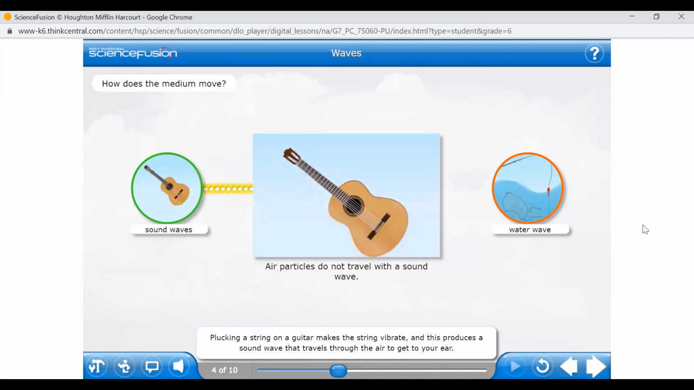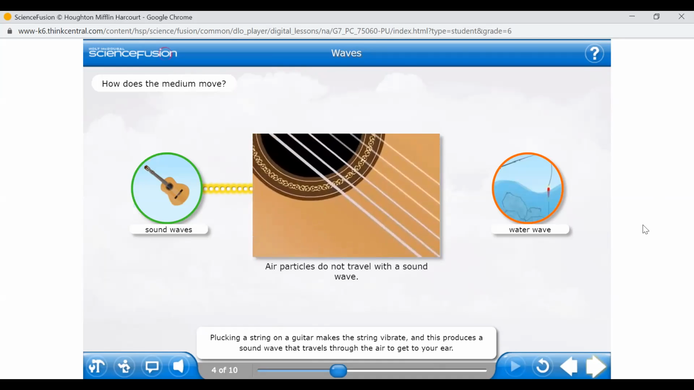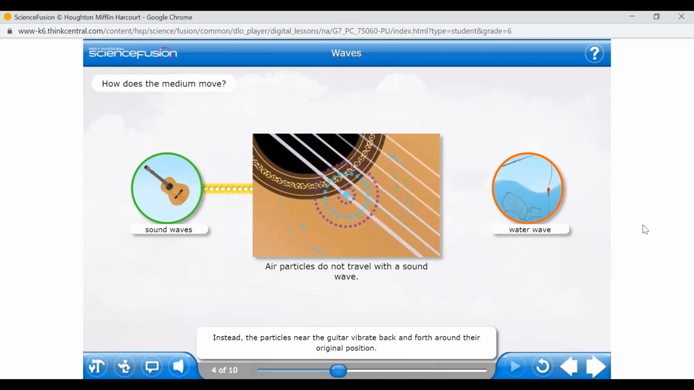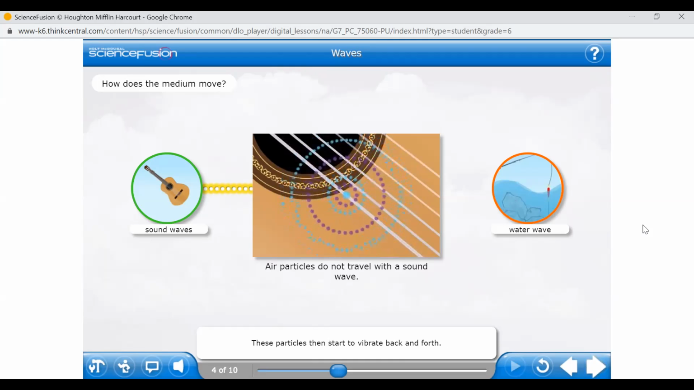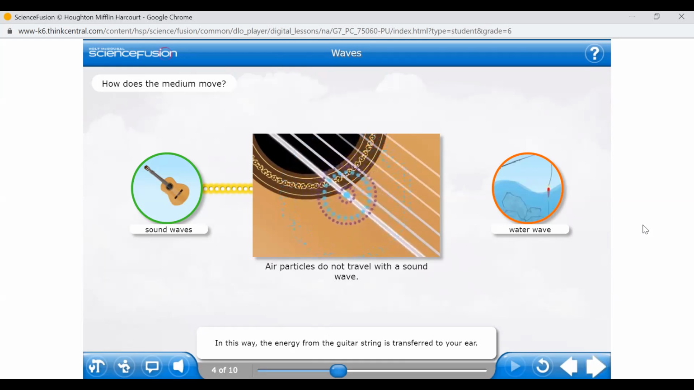Plucking a string on a guitar makes the string vibrate, and this produces a sound wave that travels through the air to get to your ear. As the wave travels outward, the air particles don't travel outward with it. Instead, the particles near the guitar vibrate back and forth around their original position. The vibrating particles hit particles a little farther away. These particles then start to vibrate back and forth. As the wave travels, air particles farther and farther away from the guitar are hit and start to vibrate. In this way, the energy from the guitar string is transferred to your ear.